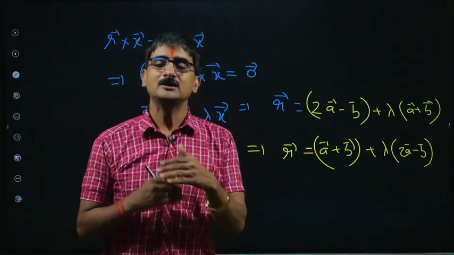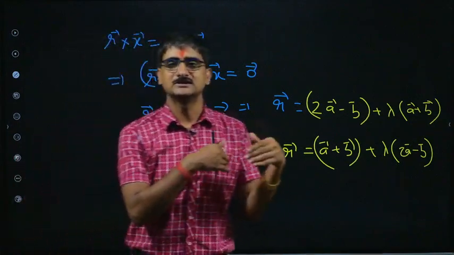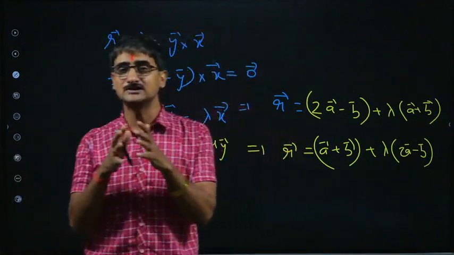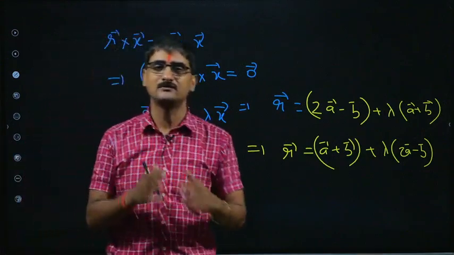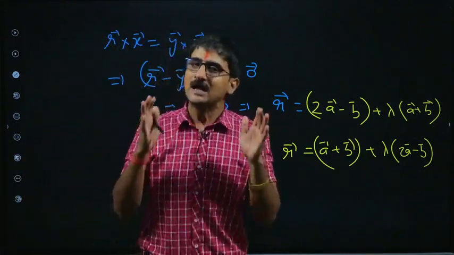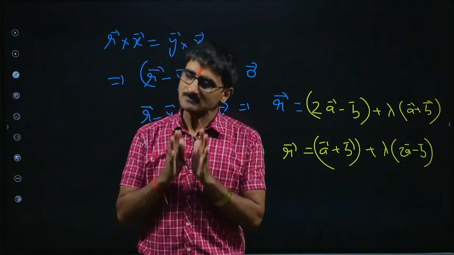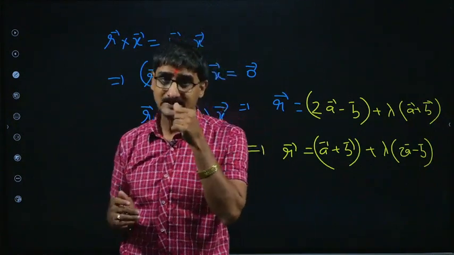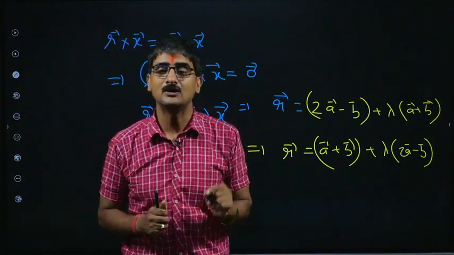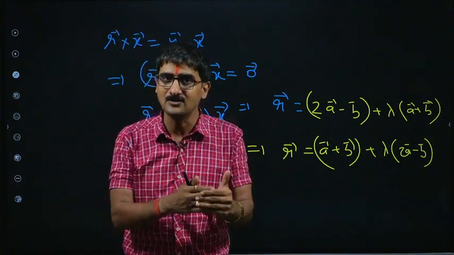Vector r in the vector form of equation, whether it's a vector form of equation of a line, a plane, or any curve or surface. In all the cases, vector r represents the position vector of any point that lies on that line.